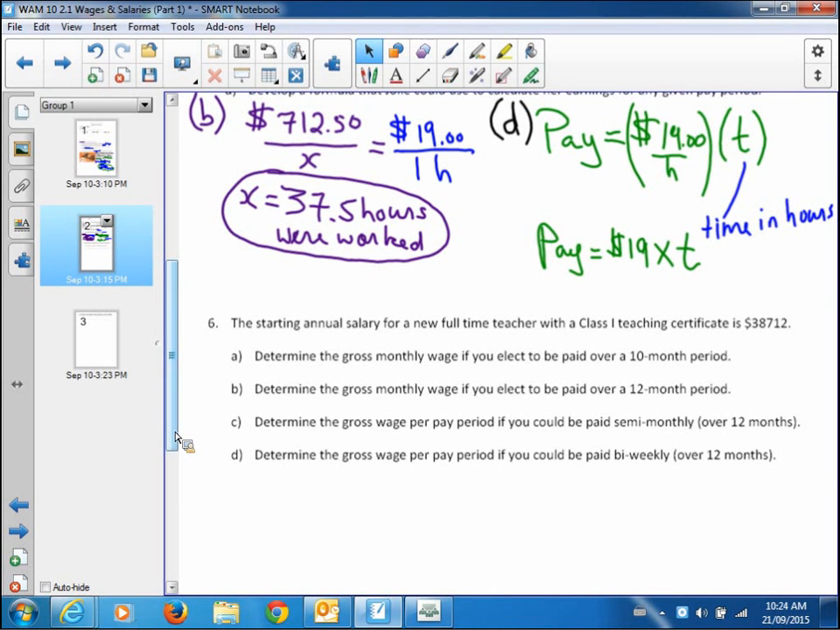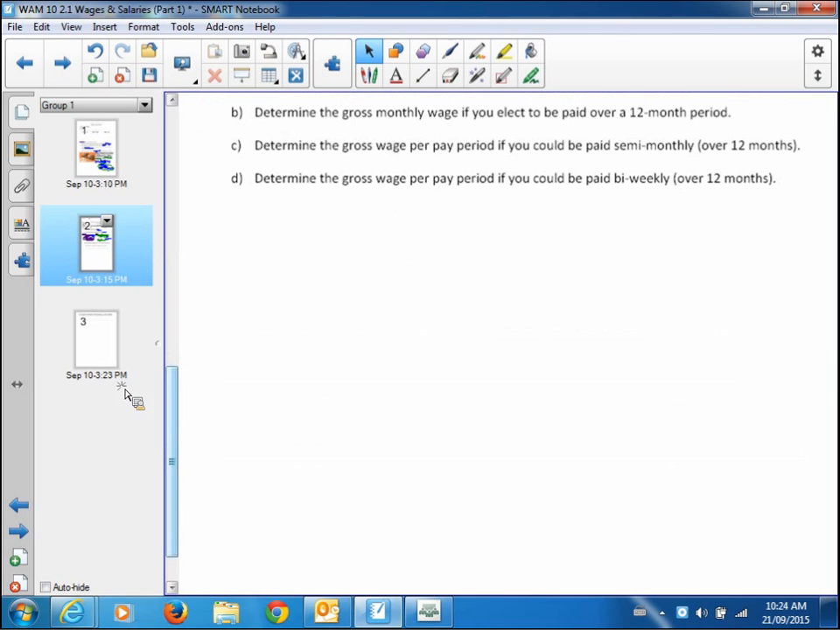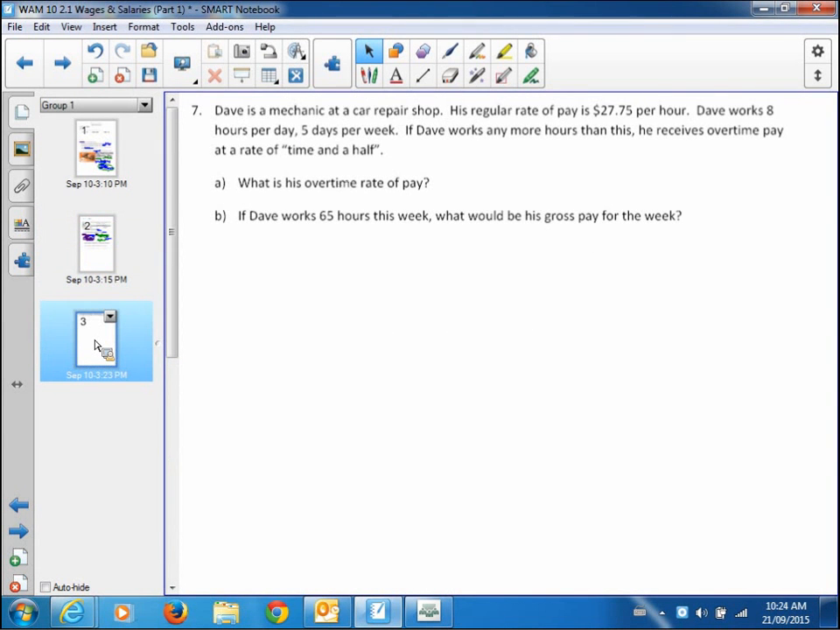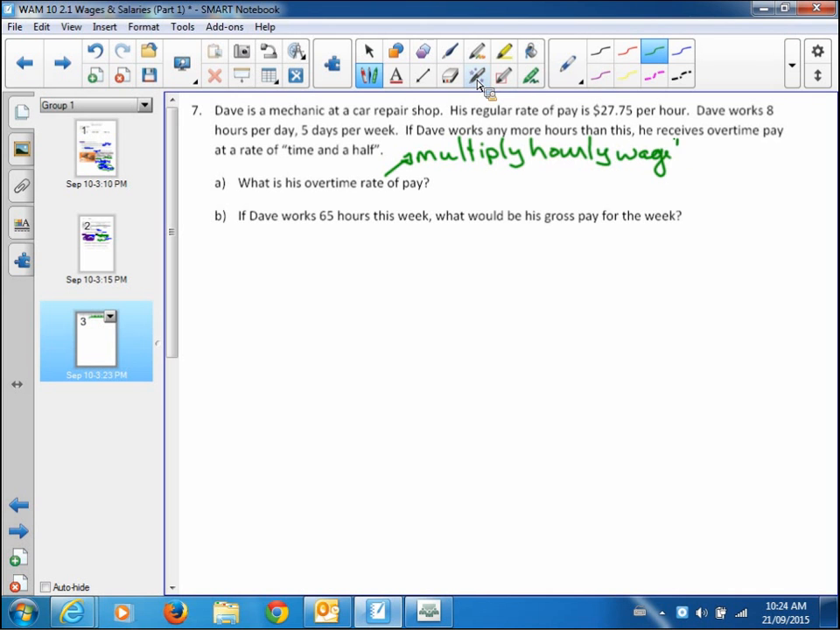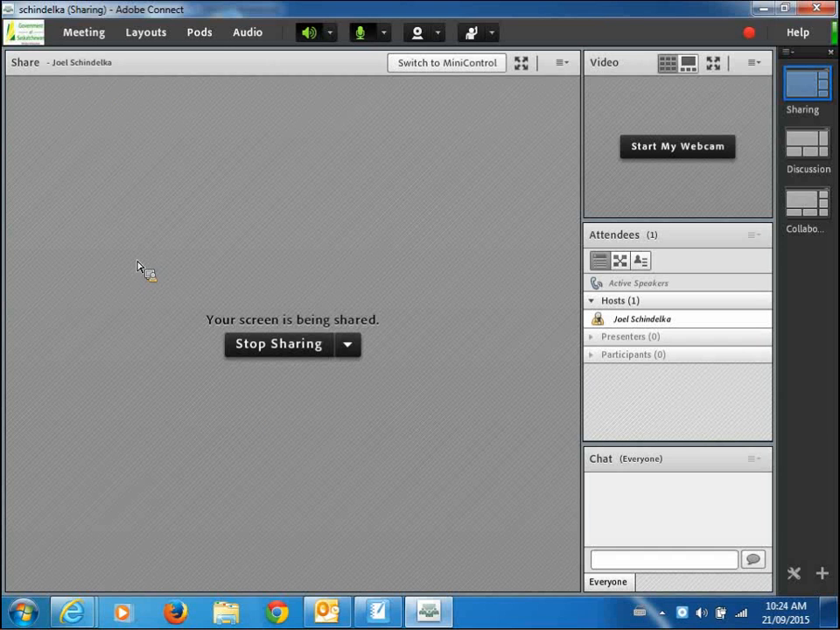Overtime pay. One other thing, I'm going to skip ahead to 7 then, and we'll see where you're at. Dave is a mechanic at a car shop. If you're regularly paid $27.75 and you work overtime, you get your time and a half. To make overtime rate pay, multiply your hourly wage by 1.5. That's your time and a half. Other than that, I should be able to let you go with those.